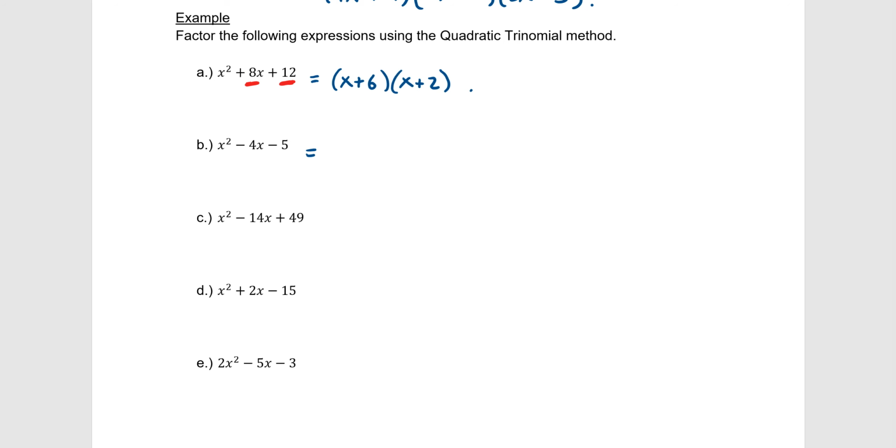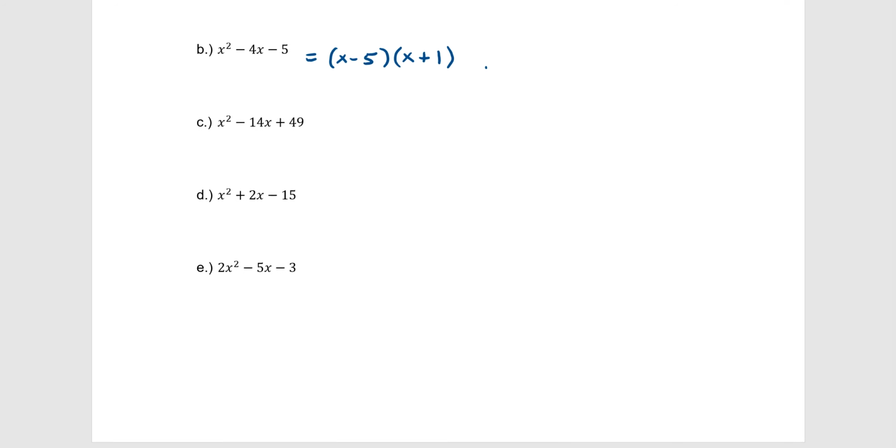Okay, so they can get a little bit tricky with the positives and negatives. So x squared minus 4x minus 5, x plus or minus something times x plus or minus something. These technically don't have to factor. They can be prime, meaning they do not factor. So we need two numbers that multiply to negative 5 that add to negative 4. That's going to be negative 5 and positive 1. Negative 5 times 1 is negative 5. Negative 5 plus 1 is negative 4.